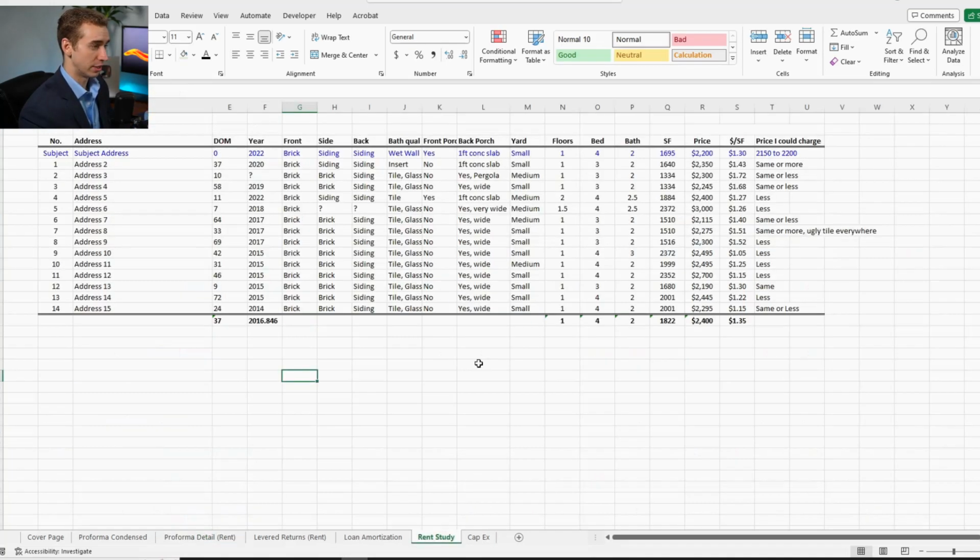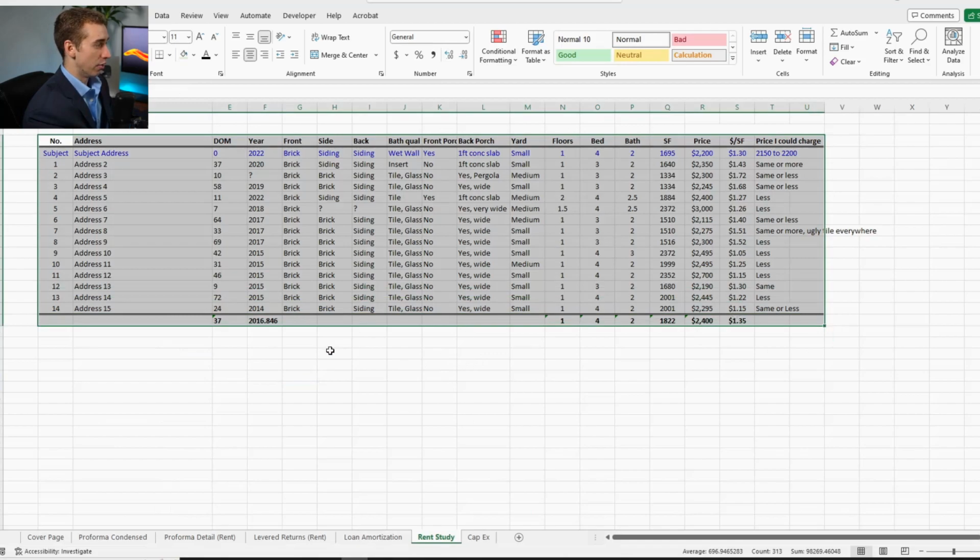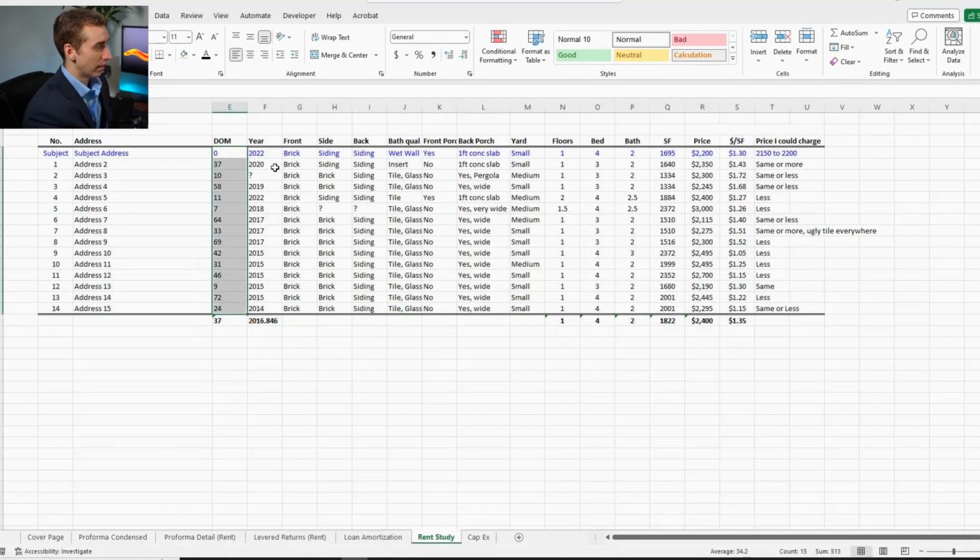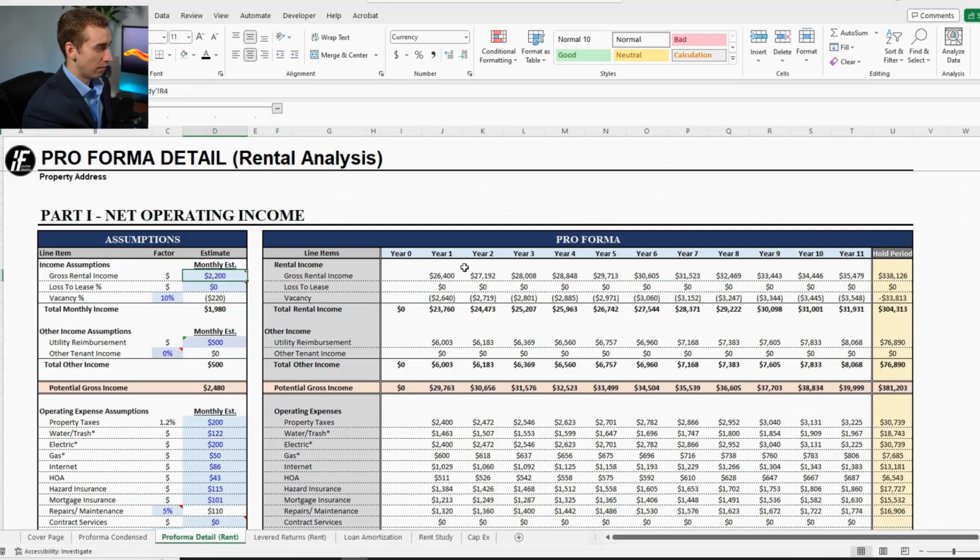I personally, for a single family home analysis, would put together a simple little rent study and go through what's the days on the market like, the year, and basically go through a little comp analysis and get an overall idea of what the average price per square foot is, and then go based off of a number that you feel comfortable with. So once you input the gross rent, obviously this is an annual study on the right here, so we get a gross rent value. Now this is supposed to be your gross market rent.